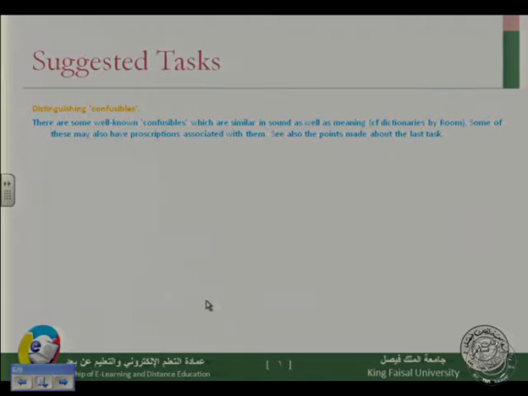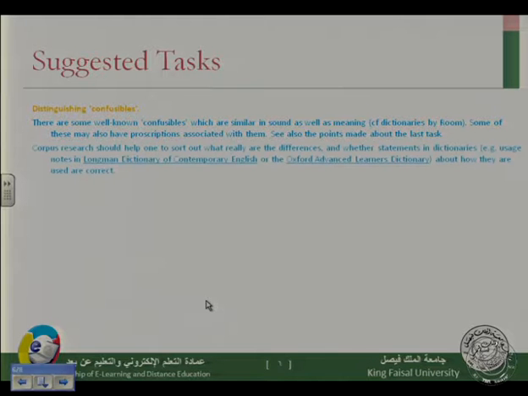So if you go to the dictionaries, you would find all of these confusables, like bank, the bank where you store your money, or the bank of the river. You can search that in the corpus. Corpus research should help one sort out what the differences really are, and whether statements in dictionaries, or the usage notes in Longman or Oxford, for example, about how they are used are correct.